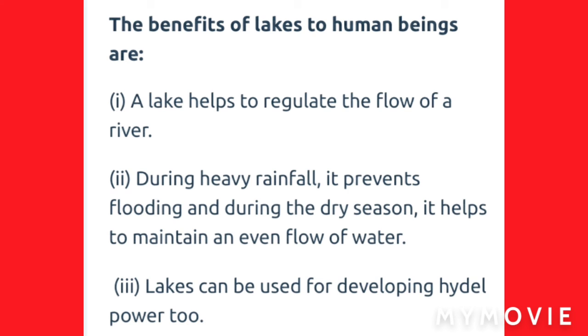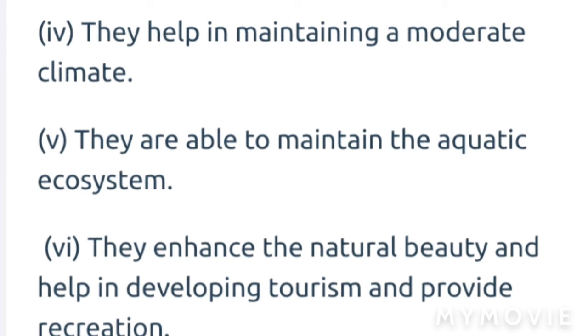Now let us take up the benefits of lakes to human beings. A lake helps to regulate the flow of a river. During heavy rainfall, it prevents flooding, and during the dry season, it helps to maintain an even flow of water. Lakes can be used for developing hydropower. They help in maintaining a moderate climate. They are able to maintain the aquatic ecosystem, and they enhance the natural beauty and help in developing tourism and provide recreation for human beings.